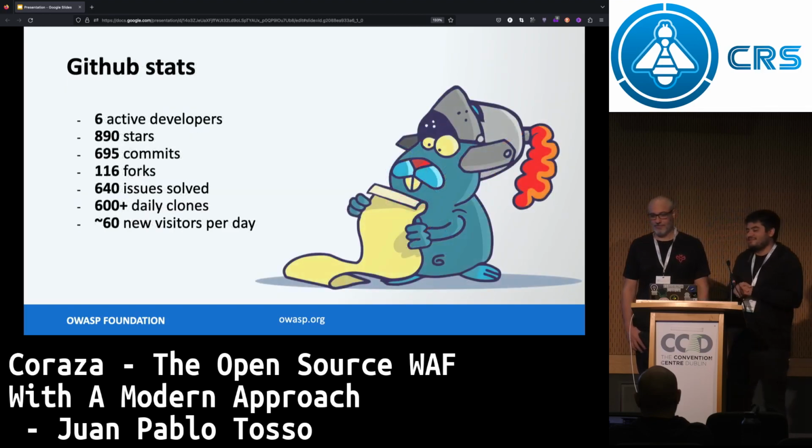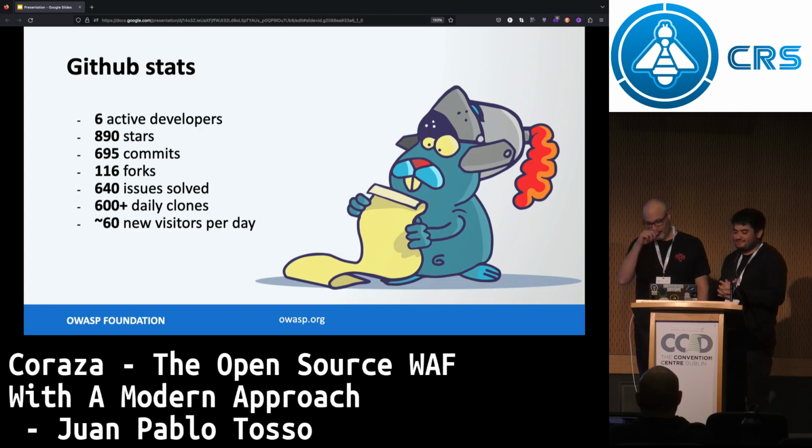I added some GitHub stats, so you know the status on GitHub. Right now we are 6 active developers, 2 co-leaders. We have 890 stars, 610 commits, 116 forks, 640 issues solved, more than 600 daily clones, and 60 new visitors per day. It might not look like a lot, but for an open source project that is a niche, I mean, web application firewalls are niche, it is really cool.